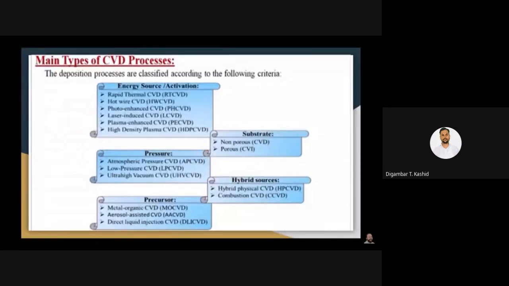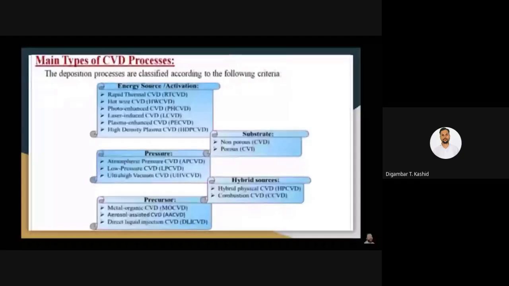From this case, you can understand that all come under the CVD process, but only the energy source is different. Somewhere we are using electrons, somewhere photo or light, and somewhere a thermal source. Next we come to the substrate, non-porous or porous, whatever material we are going to take for doing the modification. Then the next one is called hybrid sources.